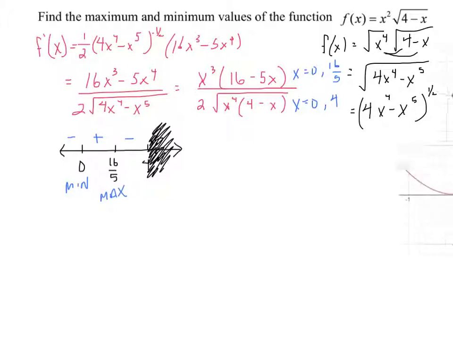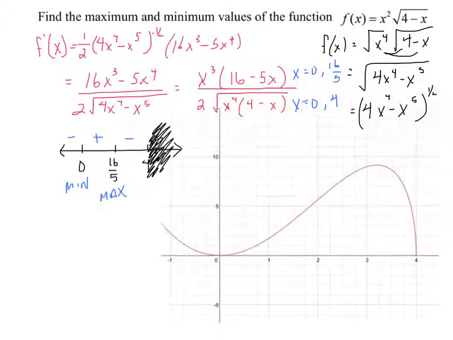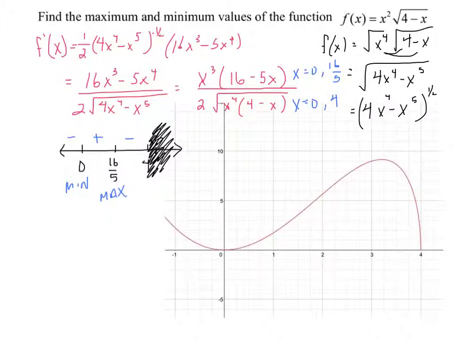Let's pull in the graph so you can see what it looks like. Okay? So here's the original function. You see a minimum at 0, a maximum at 3.2, and it doesn't exist past 4. So the derivative gives us a lot of ability to analyze some pretty hard functions.